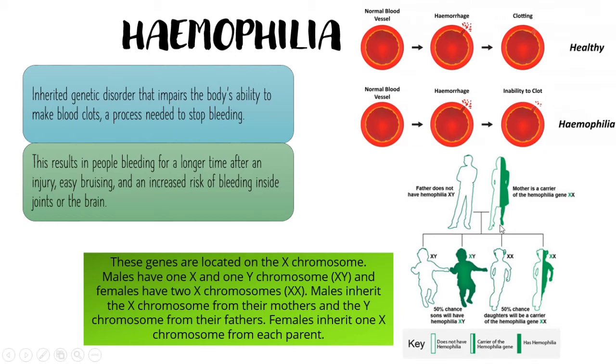Males have one X and one Y chromosome, and females have two X chromosomes. Males inherit the X chromosome from their mothers, and the mother is a carrier. Males inherit the X chromosome from their mothers and the Y chromosome from their fathers. Females inherit one chromosome from each parent. So the hemophilia patient has an inability to clot the blood.